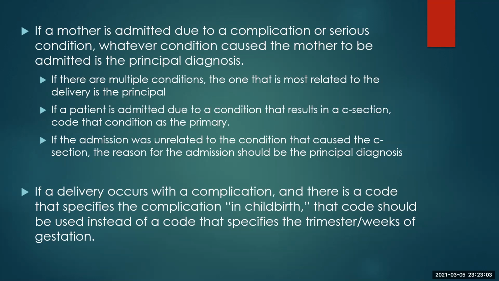If the admission was unrelated to the condition that caused the C-section, the reason for the admission should be the principal diagnosis. So if she's admitted for something totally different and then develops another condition and then has the C-section, you would start with that principal diagnosis. Maybe she has hypertension and then her water broke for some other unrelated reason and she needed to have a C-section. You would start with the reason she was admitted, which would be the hypertension.